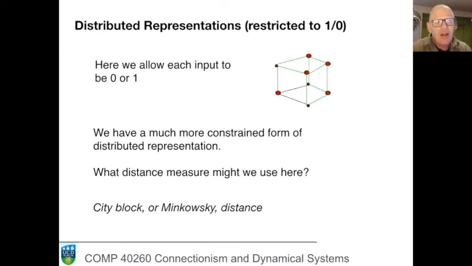space. Here, if all the data elements are constrained to lie at vertices, corners of a hypercube, then there are simpler distance measures like city block or Minkowski distance. So, for example, if you consider first of all the element at the bottom left-hand corner of this cube, it is 1 city block distance away from 1, 2, 3 elements. It is 2 city block distances away from 3 elements, and it is 3 city block distances away from the diagonally opposite corner. So this is a much more constrained form of distributed representation.